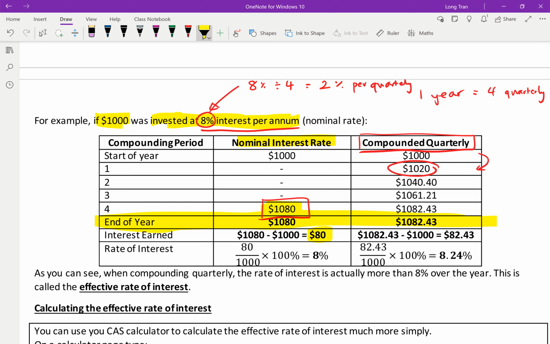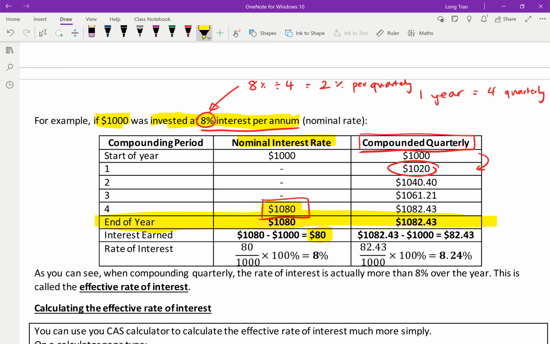That's right now $1,082.43. But if you look at it, I'm only compounding quarterly. I'm not even compounding monthly at the moment. And that means you're already paying an extra $2.43, even though the time frame is exactly the same. So in 1 year, compounding makes a difference on a small scale.